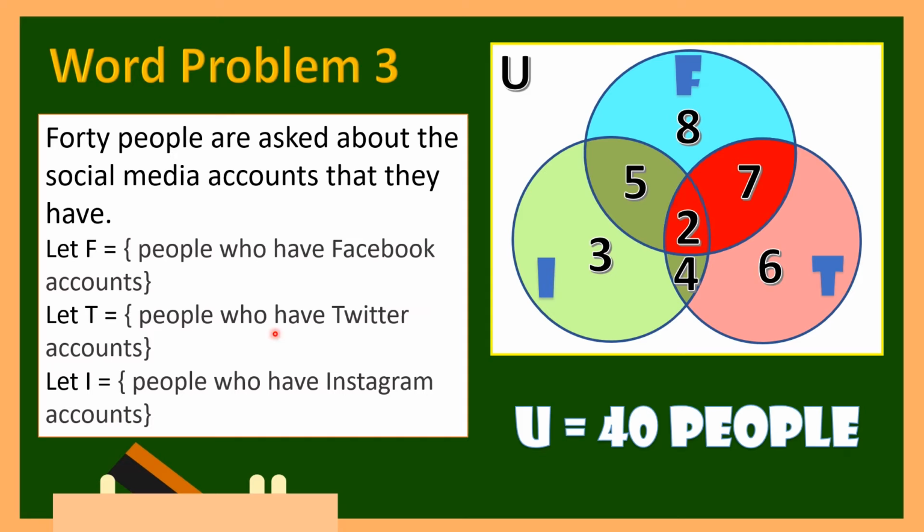As you can notice, since we have three given sets, there should also be three circles in our Venn diagram. Then, as you can notice, they overlap. It means that sets F, I, and T have some same elements. Don't forget to draw the rectangle and the letter U to represent our universal set. Based on our given problem, the total participants are 40 people.